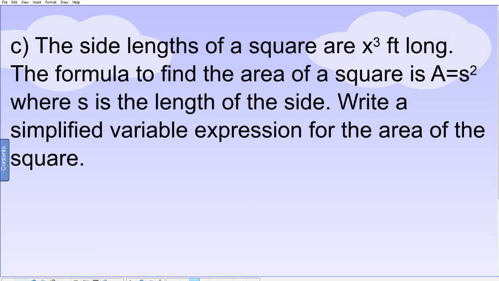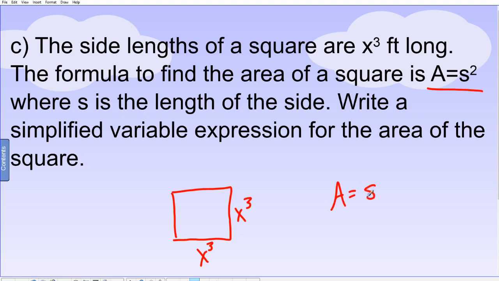Letter C. The side lengths of a square are x cubed feet long. Okay, so I already feel like I need to draw a picture here. So here's a square. And it says the lengths of the sides are x cubed feet long. All of them. The formula to find the area of a square is, area equals s squared, where s is the length of a side. Write a simplified variable expression for the area of the square.